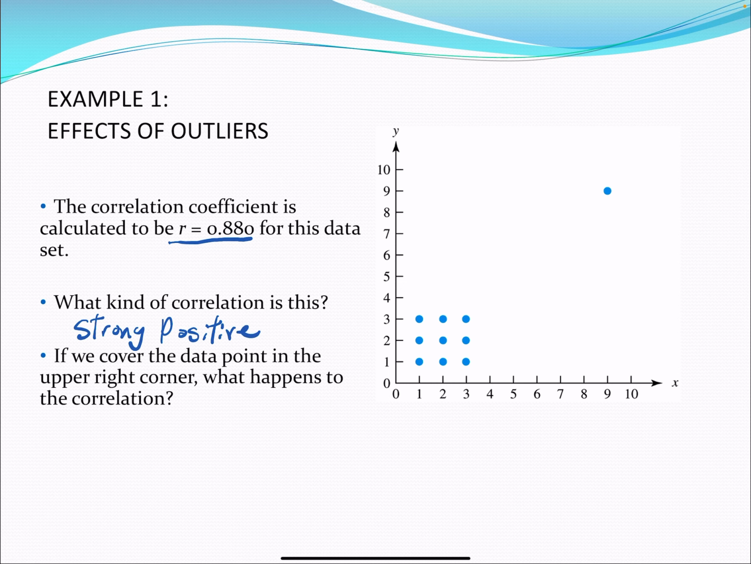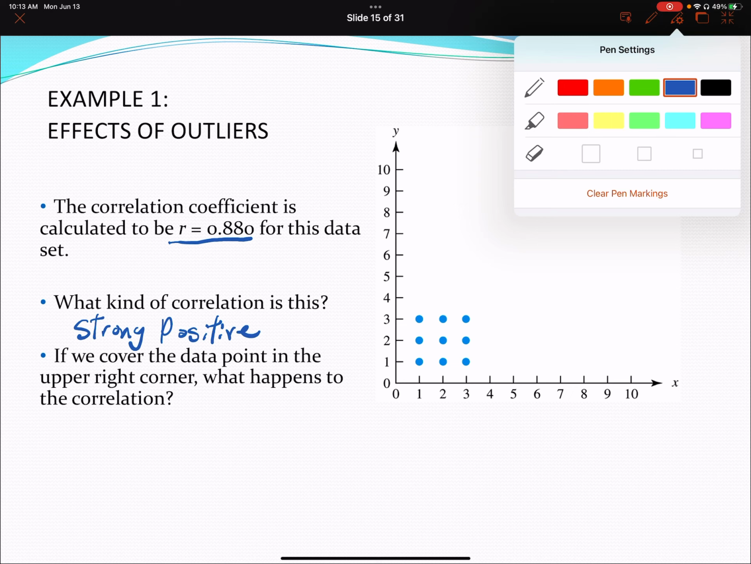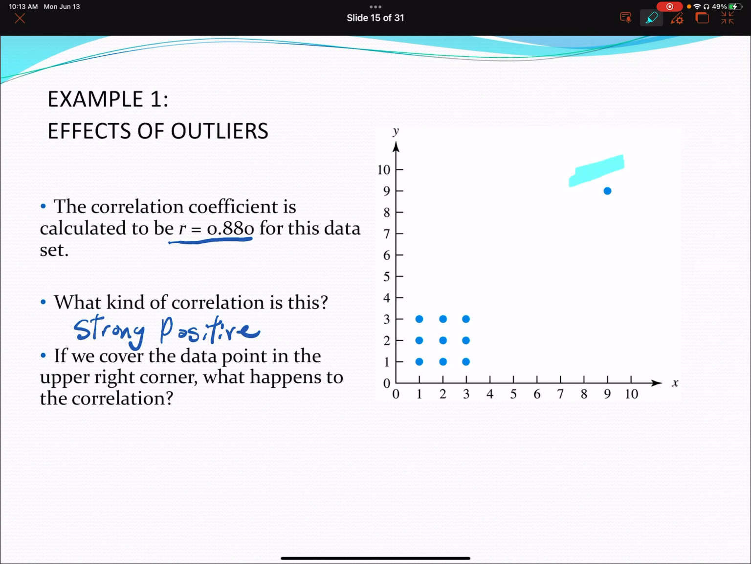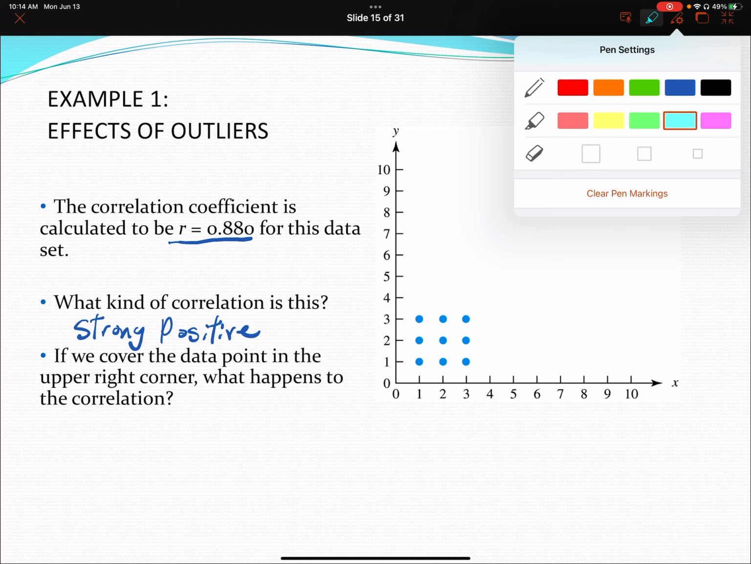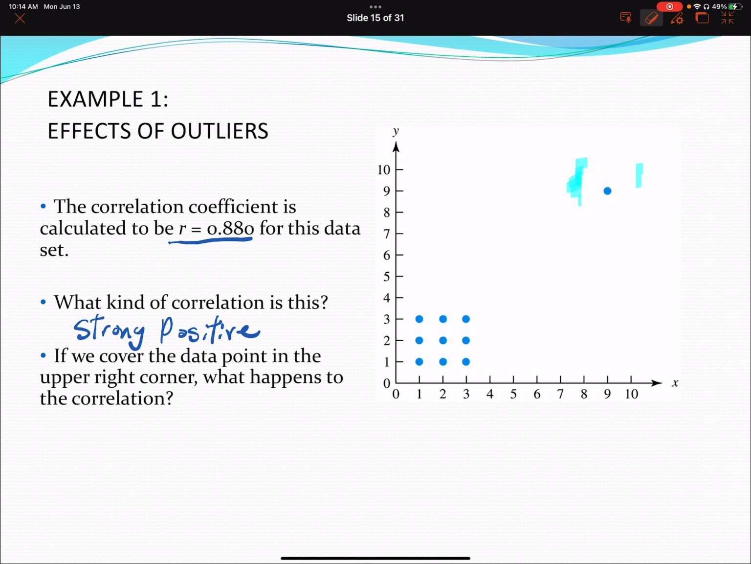But the problem begins when I cover up this data point right here. Pretend that's not there. I don't have a white marker, so you're just going to have to deal with this. Let me try that again. Pretend it's not there.